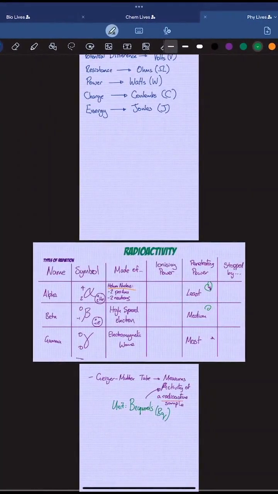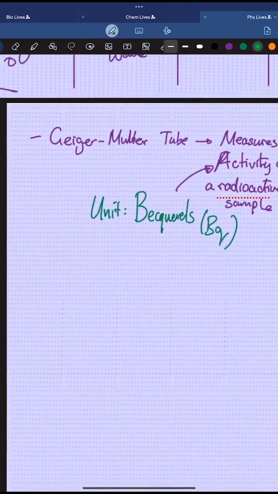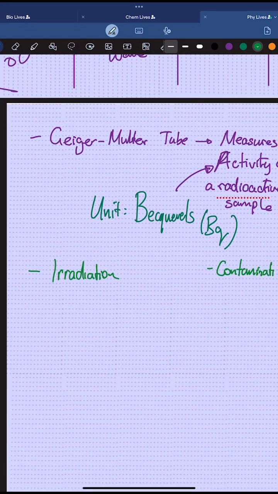What is irradiation? We're asking. So irradiation versus contamination. These are just two ways that people can get exposed to radiation. Two different ways.